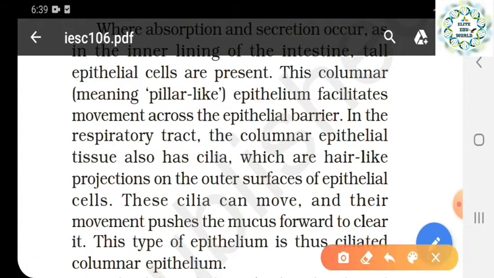So in some cases, they have cilia, or hair-like projections, on the outer surface of the epithelium cells. On the outer surface of these epithelium cells, there is a hair-like projection called cilia. The cilia can move, and their movement pushes the mucus.